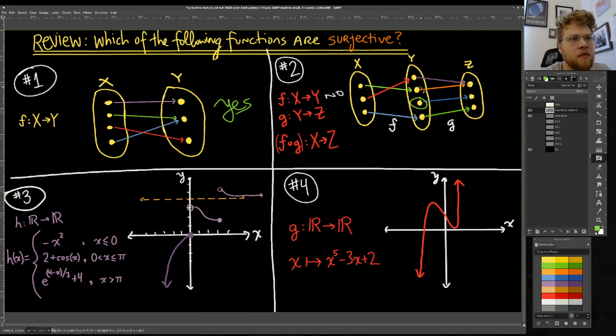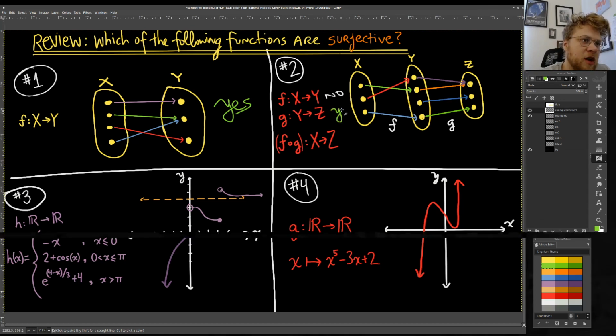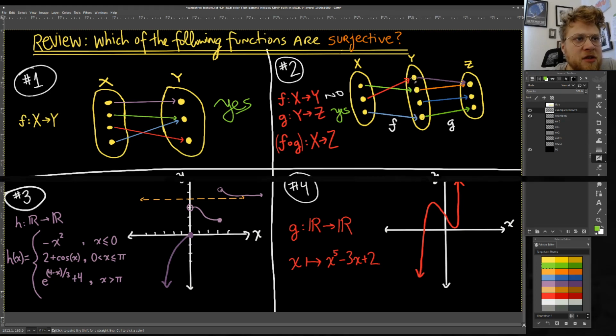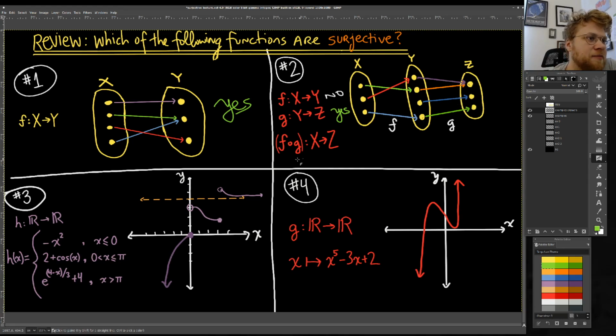G is surjective because G's codomain, Z, has three elements, and each of those three elements is getting mapped to from y in one way or another. So you may know, if you're comfortable with injectivity, you could mention that G is not injective, but it is surjective. It's not injective because these two elements both map to the same place, and that breaks the law of injectivity. But it does happen to be surjective.